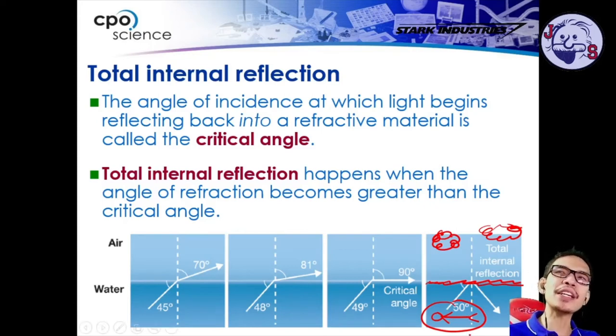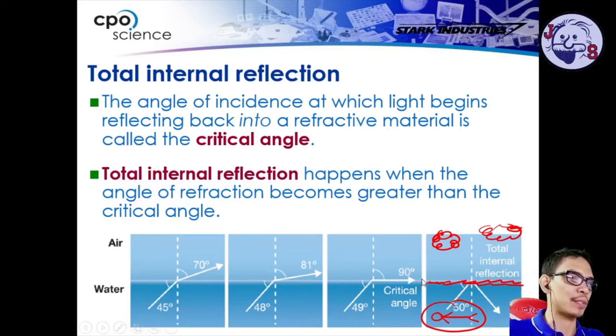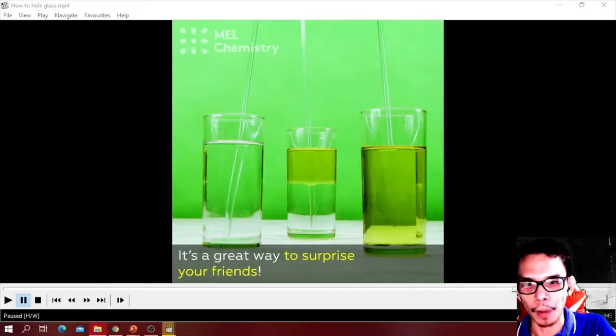Another example here is diamonds. Do diamonds really shine? The answer is no. Diamonds don't shine. They reflect the light inside them. We call it total internal reflection. This is how it happens. This is how a diamond sparkles.